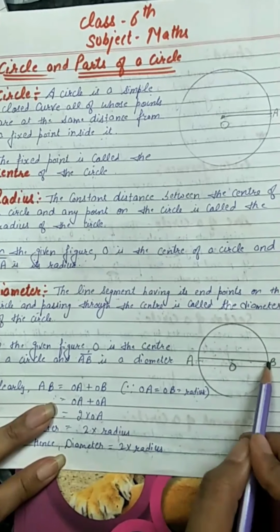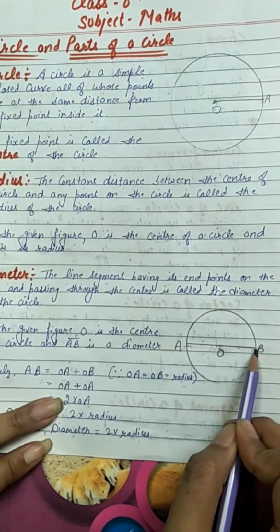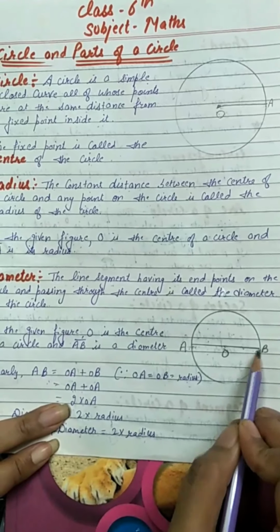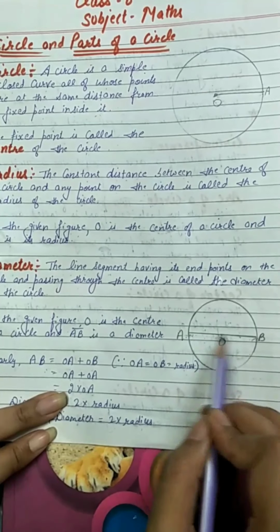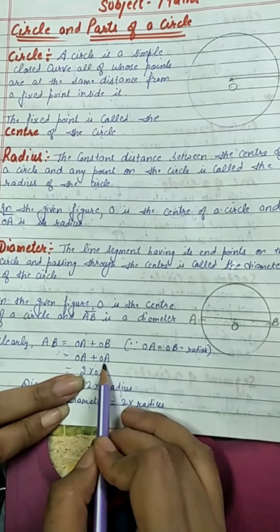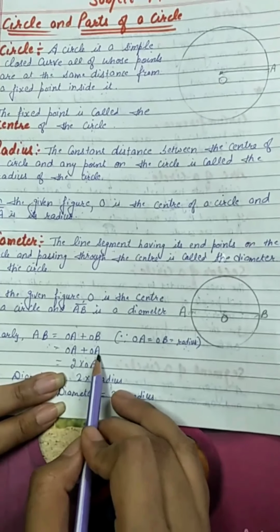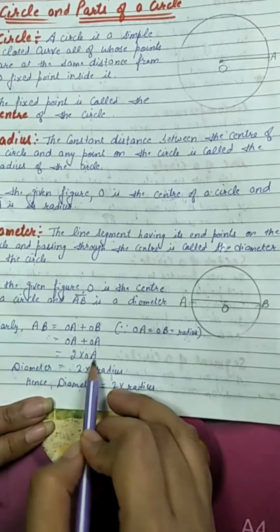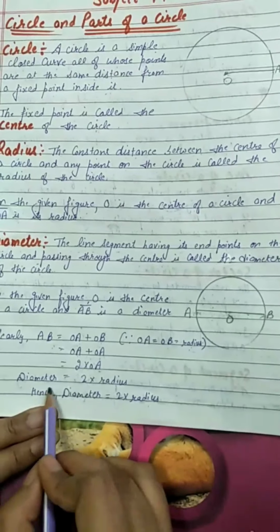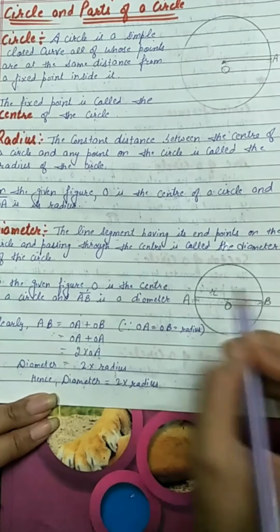So how does AB come? AB is equal to OA plus OB. OA is a radius and OB is also a radius. So we can say OA is equal to OB, both are equal. So OA plus OB, write OA as it is, plus OB we can also write OA, because OA is equal to OB, equal to the radius. OA plus OA, 2 times OA. So AB is represented by the diameter. So diameter is equal to 2 multiplied by OA. What is OA? OA is the radius.